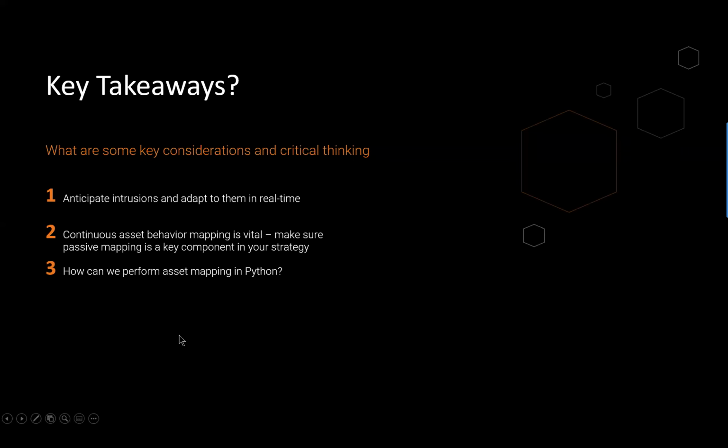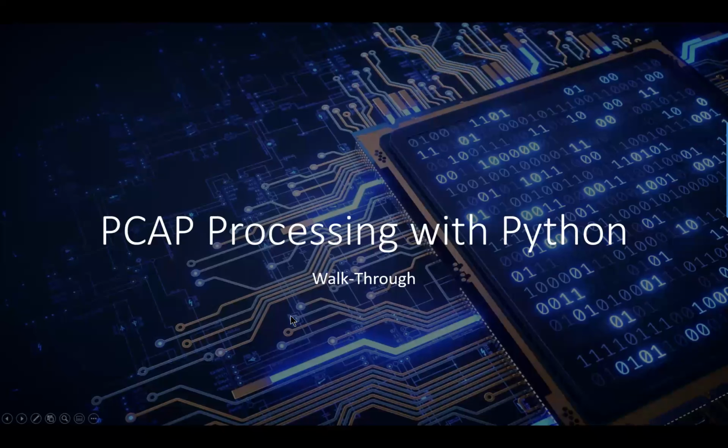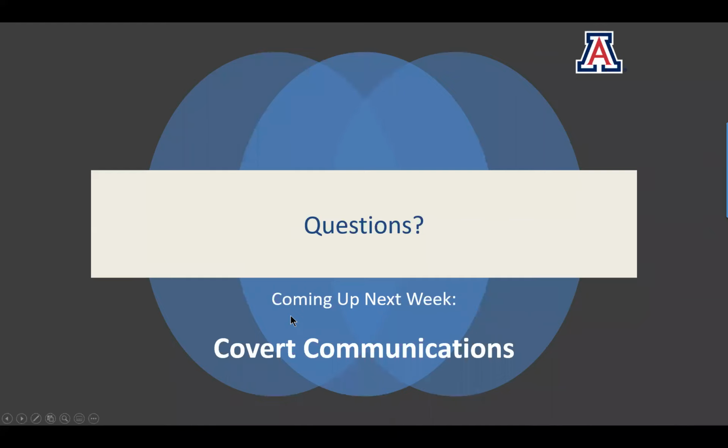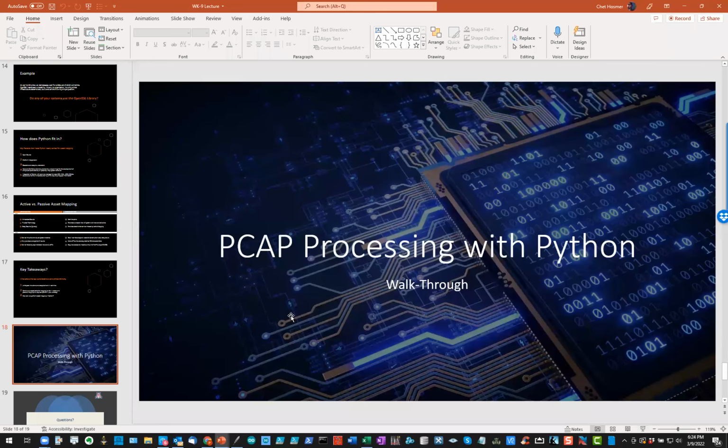So what are some of the key considerations in critical thinking? We want to anticipate intrusions and adapt to them in real time. And this continuous asset behavior mapping is vital to that end in order for us to better understand what's going on within the environment, and how we can perform asset mapping in Python. So let's talk a little bit about PCAP processing in Python and how that actually will work.